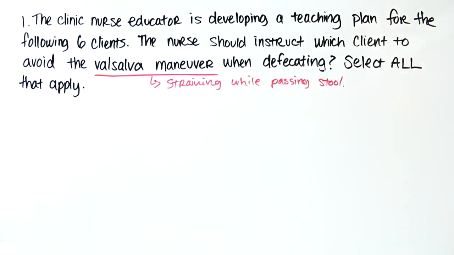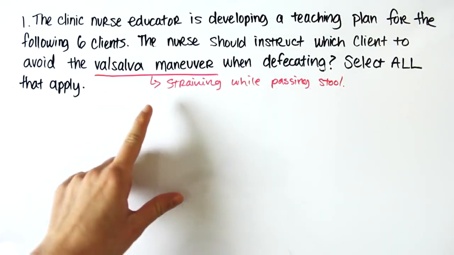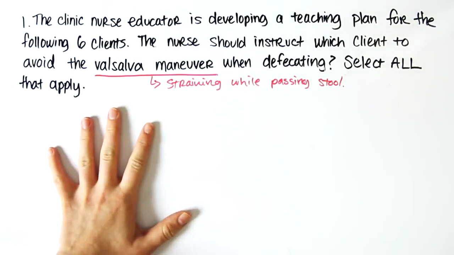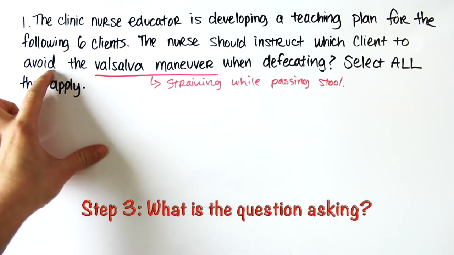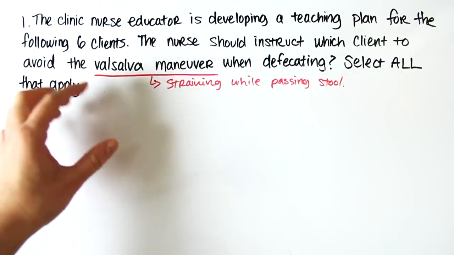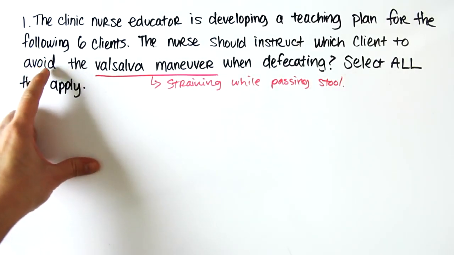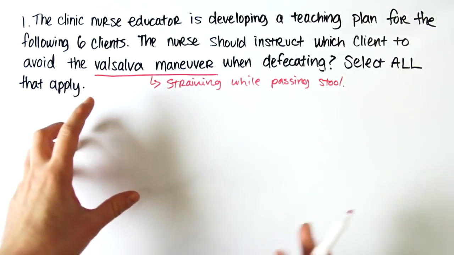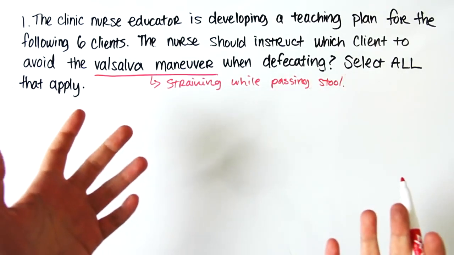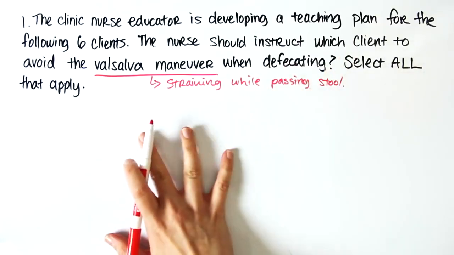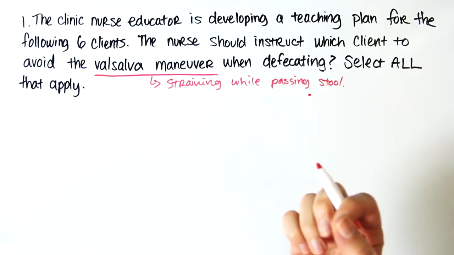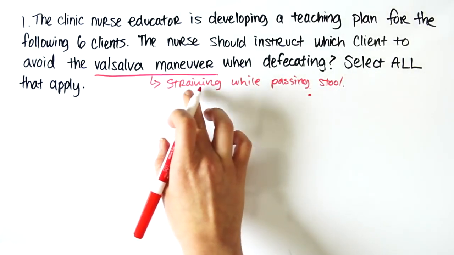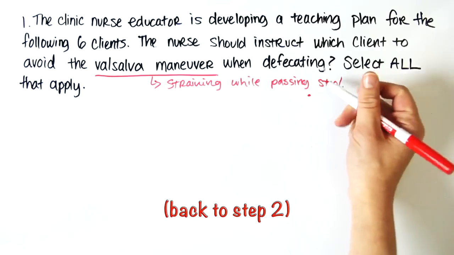Okay? And then the next thing that you want to do is find out what is the question asking. So before I even look at the answer choices, look at the topic, see what the question is asking. Now that I know that I have to tell some patients, whoever it may be, because it's a select all that apply question, you need to avoid this because... So we have to fill in that blank, okay? So before I look at any of the answer choices, I'm gonna write a quick list right here. Which patients do I know have to avoid this, the Valsalva maneuver? So let's write a list over here.